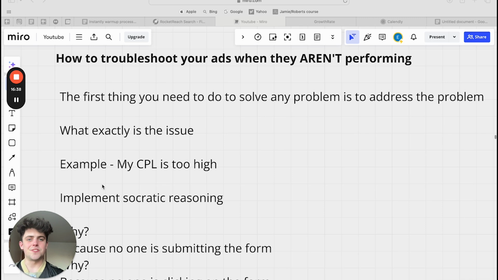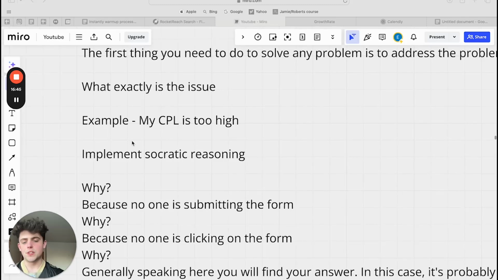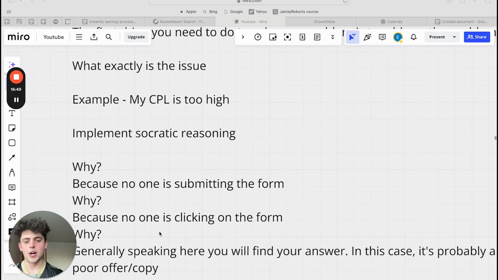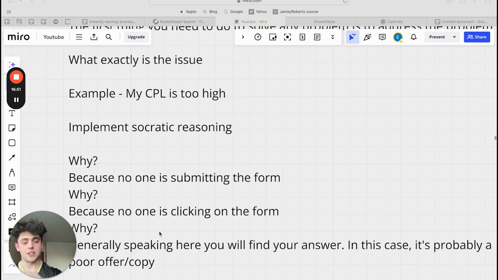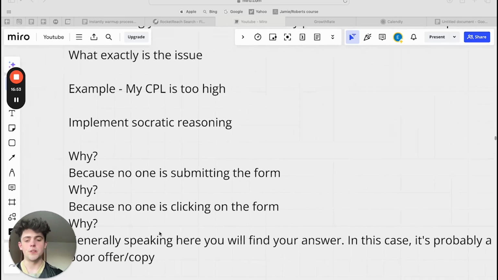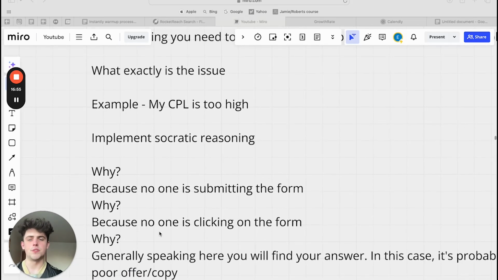Implement something known as Socratic reasoning, and this is basically just asking why until you get to the crux of the problem. So, cost per lead is too high. Why? Because nobody's submitting the form. Why? Because nobody's clicking on the form. Why? Generally here, you'll find the answer. In this case, it's probably poor offer/copy. Why is your offer poor? Because, I don't know, because I didn't use good language. Why? Because I don't understand my target audience. Why? Because you didn't do the work to understand your target audience. Why? Because you're an idiot.